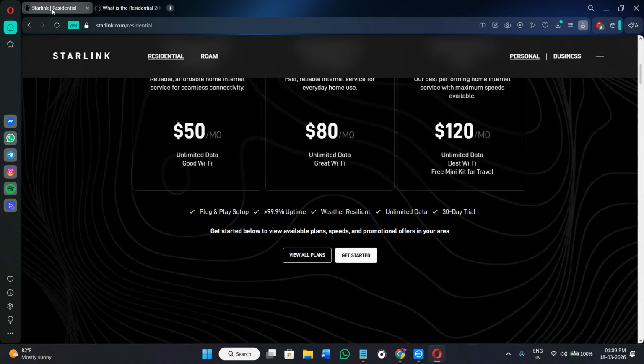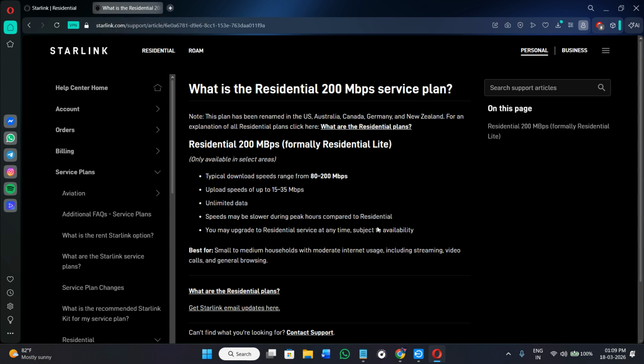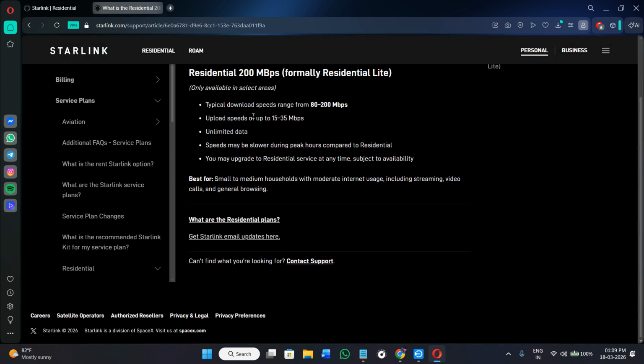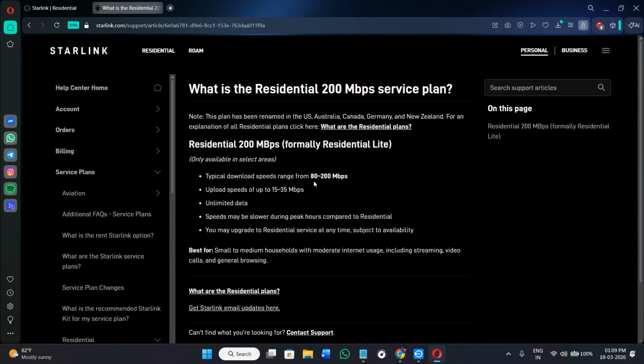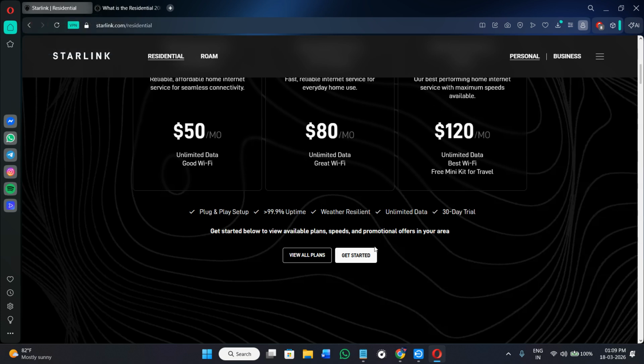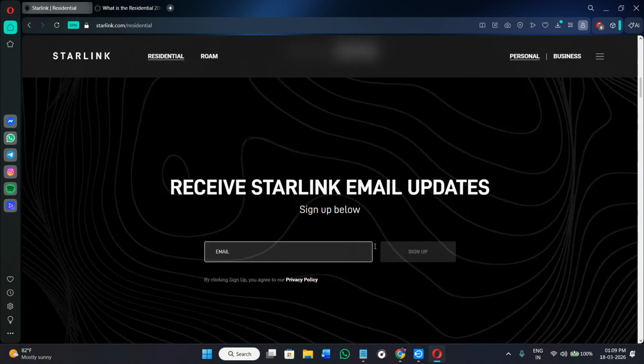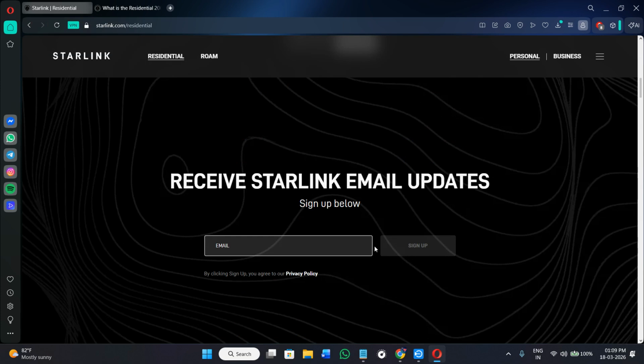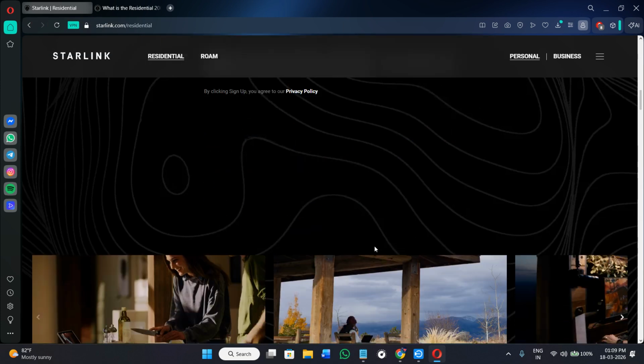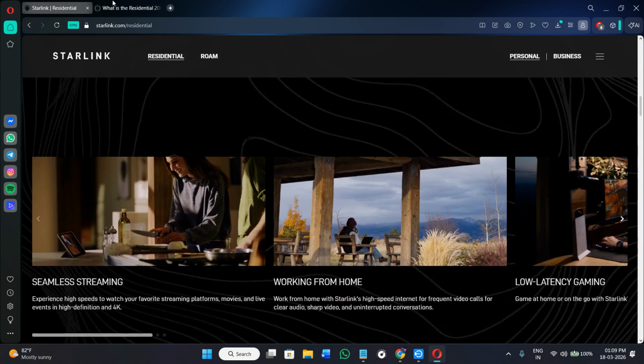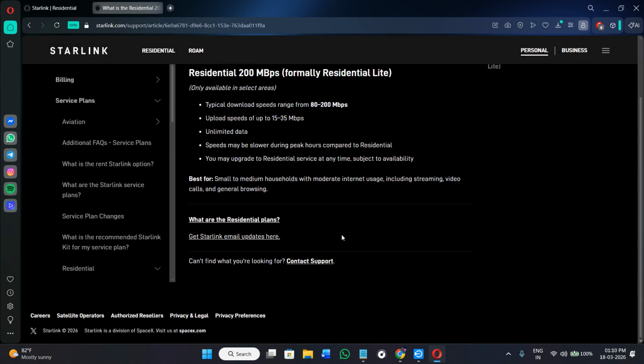Now, when it comes to speed, the difference is evident. The Residential speed is around 150 to 250 Mbps, whereas the Residential Lite speed is around 50 to 100 Mbps. In real-world usage, Lite can slow down more during the peak hours because of the lower priority, while Residential stays more stable. When it comes to performance in real life during busy hours like evenings, Residential keeps more consistent speeds, whereas Residential Lite may drop significantly.